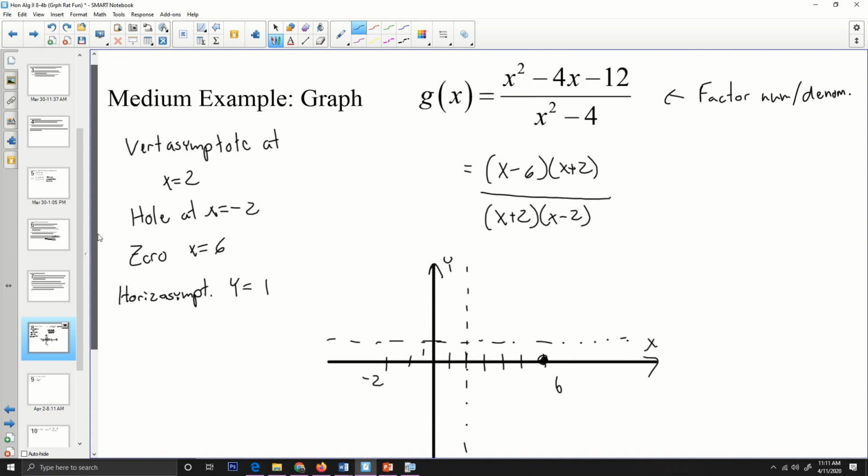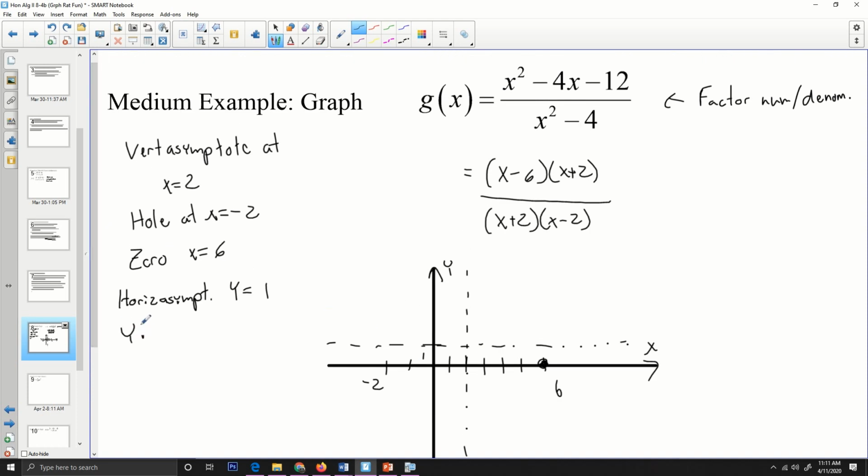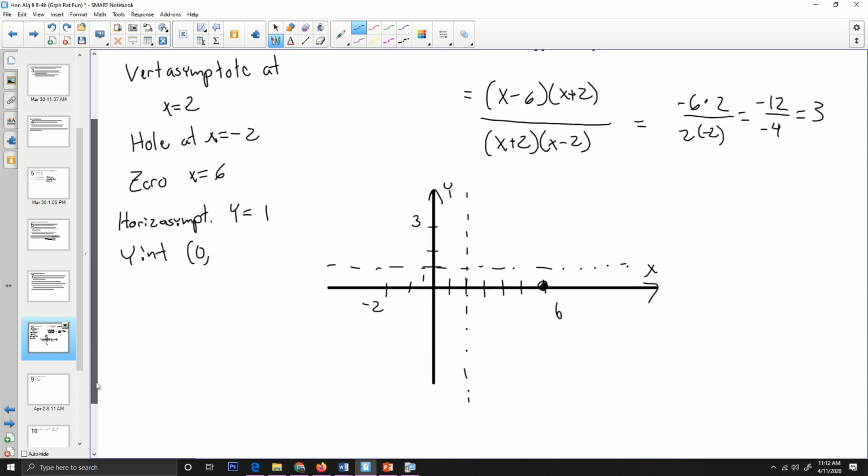If I plug in, let's find our y-intercept. If I plug in 0 for x, I got negative 6 times positive 2 on the top, and I've got 2 times negative 2 on the bottom. So I'll have negative 12 over negative 4, which gives me positive 3. So it looks like at y equals, so I had 1 there, let's go 2, 3, right there.